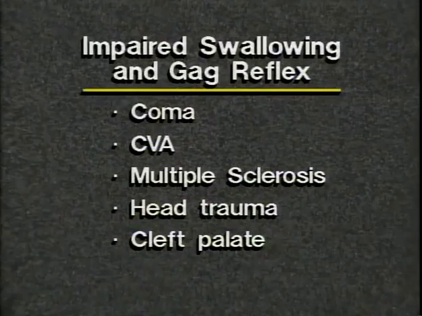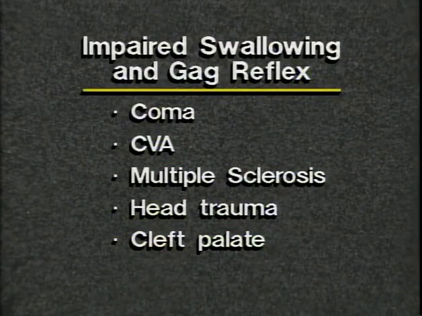People who receive enteral nutrition fall into 3 groups. The first group includes those who experience impairment of the swallowing and gag reflex due to central nervous system disorders such as coma, cerebral vascular accident or stroke, multiple sclerosis, head trauma, or congenital abnormalities like cleft palate.